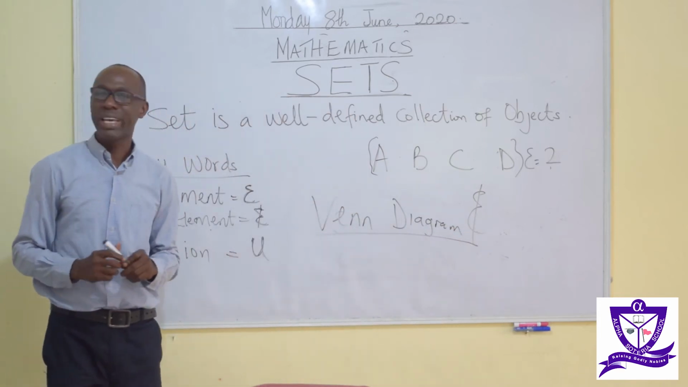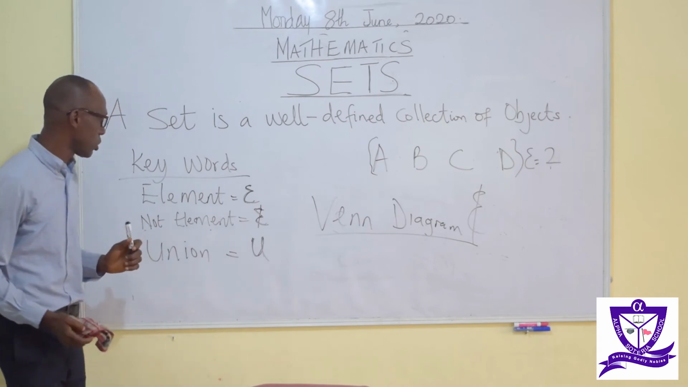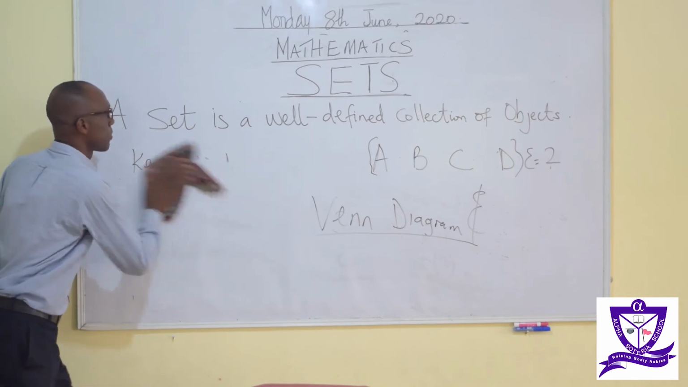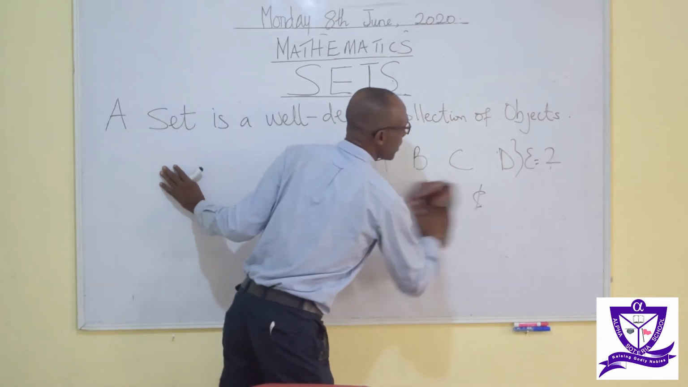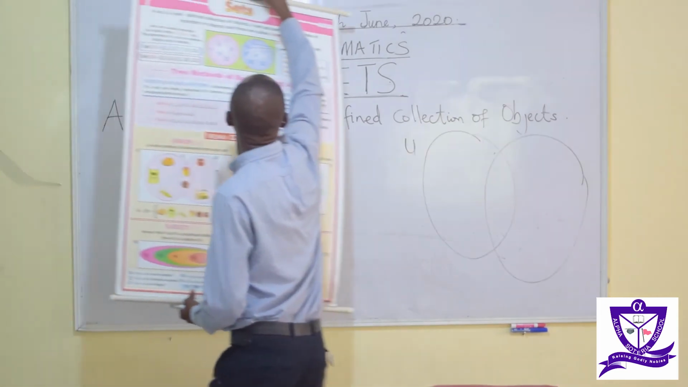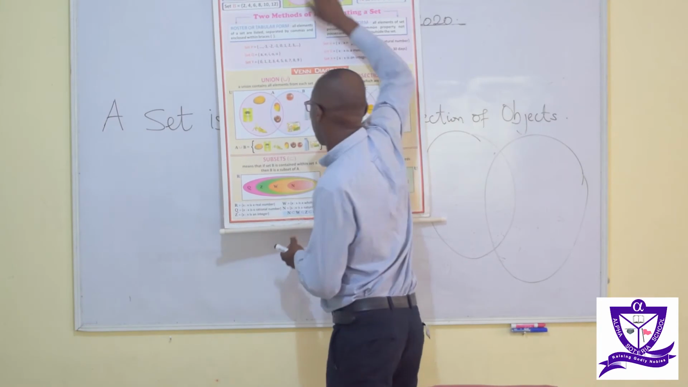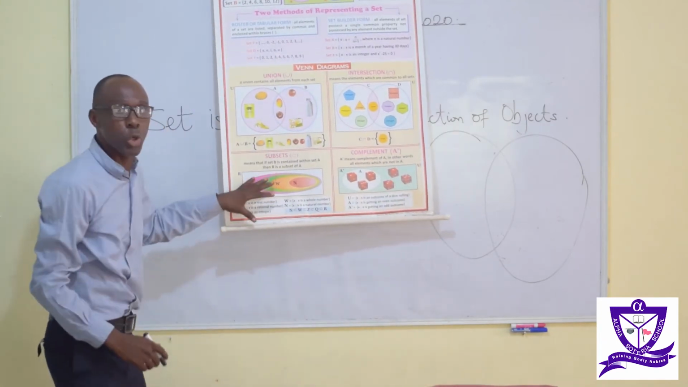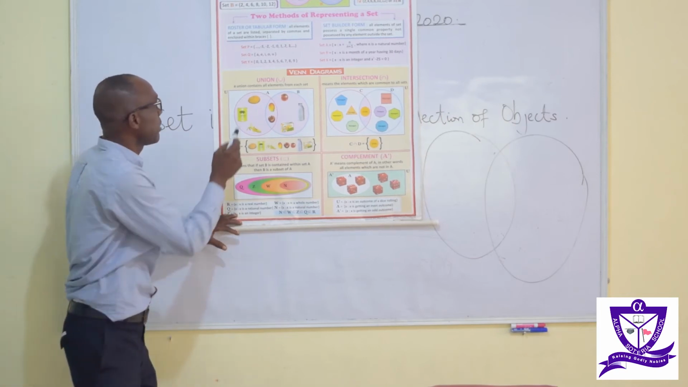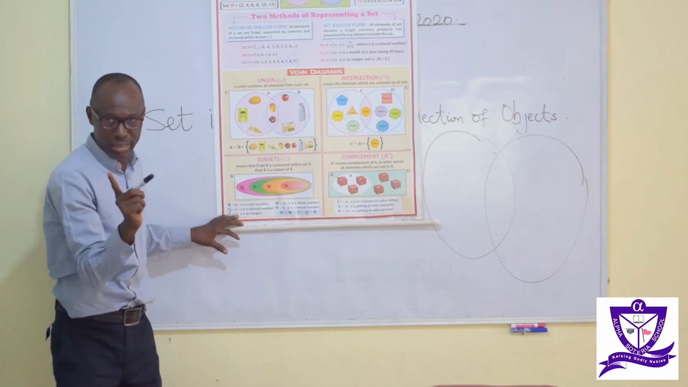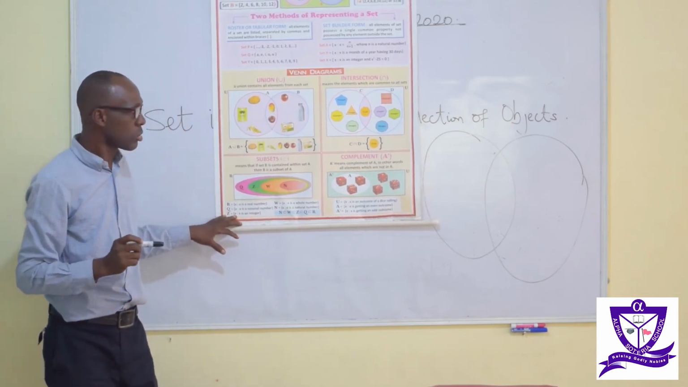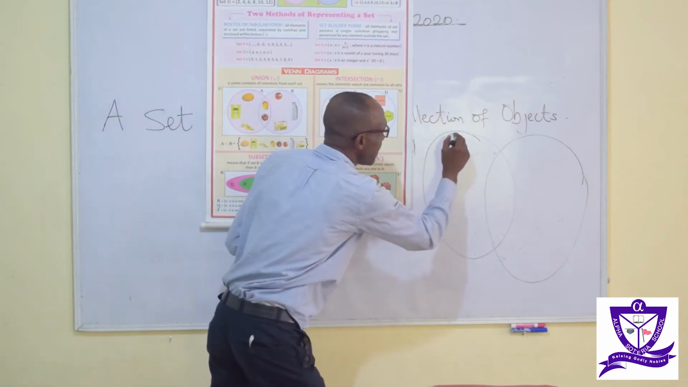Now, what do we mean by this Venn diagram? I'll use it to explain the word union and other aspects of sets. When I mention a Venn diagram, I mean a diagram. Take for instance a Venn diagram representing a union that contains elements of A and B. In other words, the Venn diagram looks like this big circle.